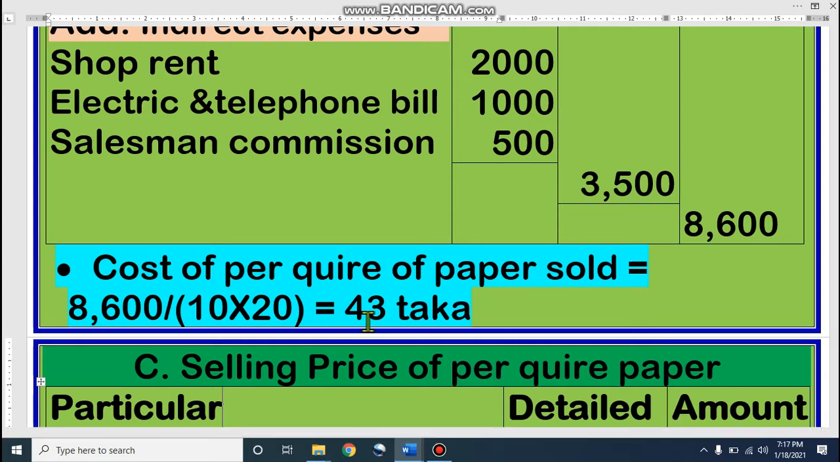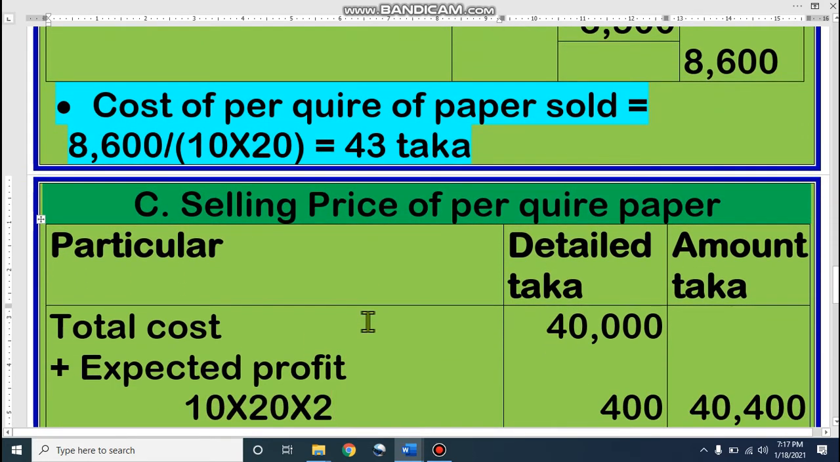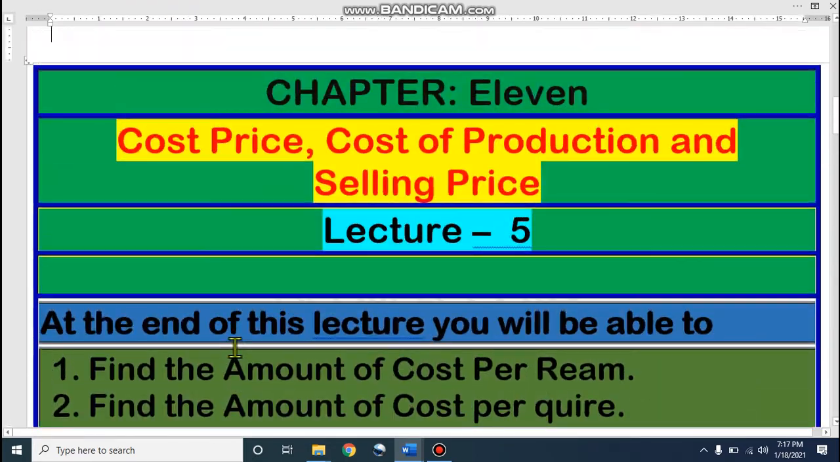Now requirement C, selling price of per square paper. Dear student, if you can remember, the formula of selling price is total cost plus expected profit. That means desired profit, whatever profit they want. Let's see the question, dear student.